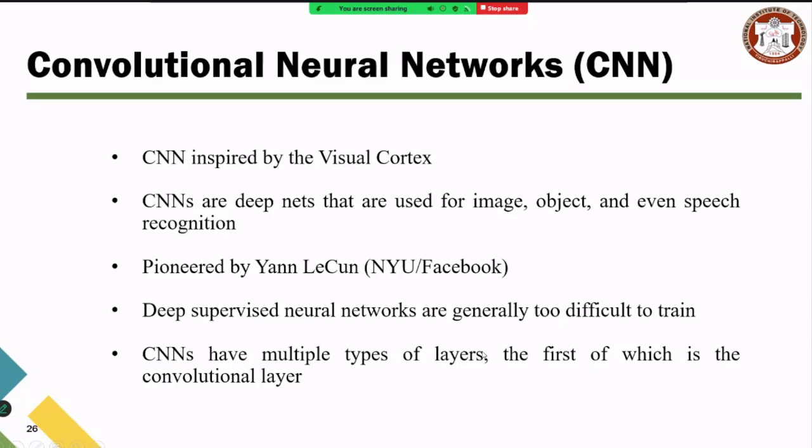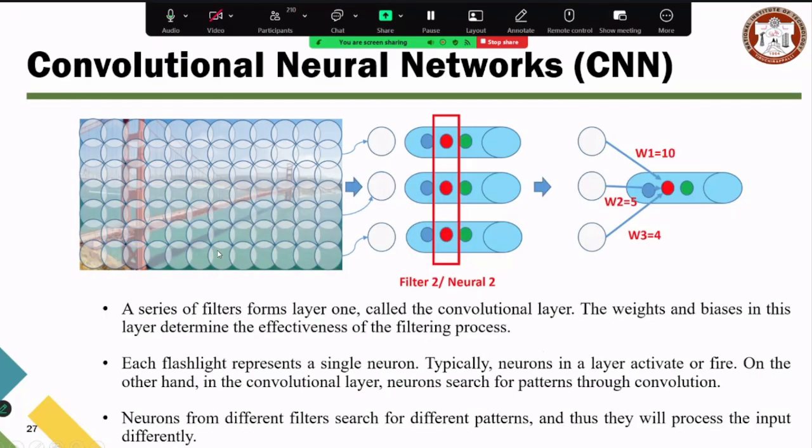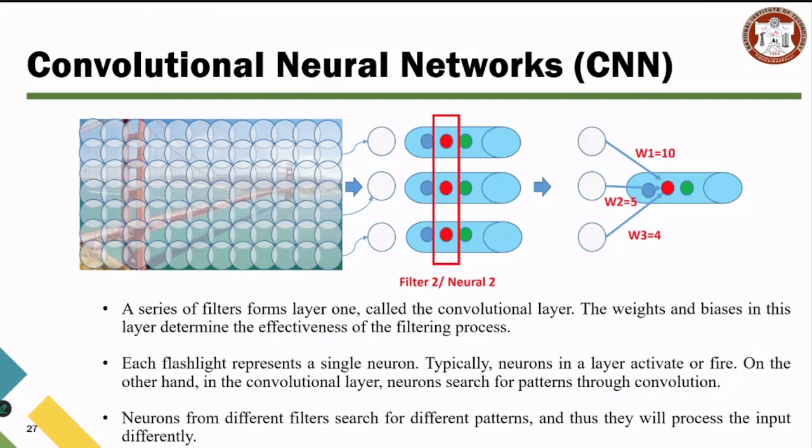Deep supervised neural networks are generally too difficult to train. Actually, the CNNs have multiple types of layers. The first of which is the convolutional layer. Already, I told you, each neuron has some weight. Even that weight is going to be assigned according to the input or environment. Randomly it is going to be fixed, but after that the weights are going to be fine-tuned as per the output of the particular layer.